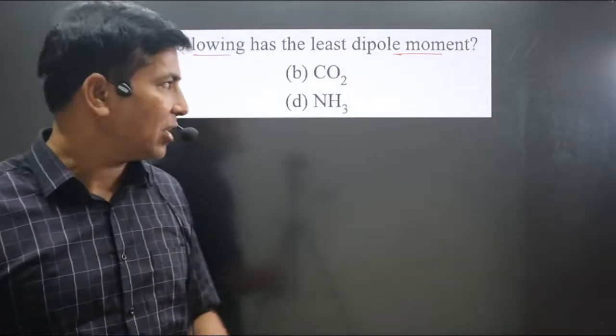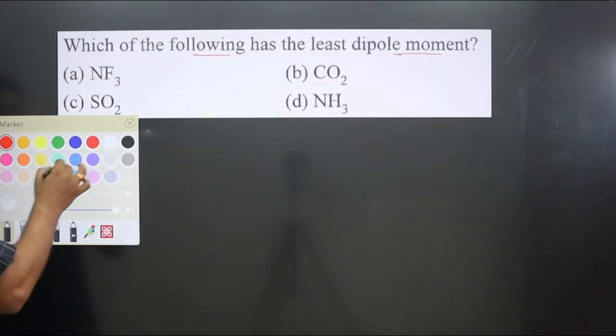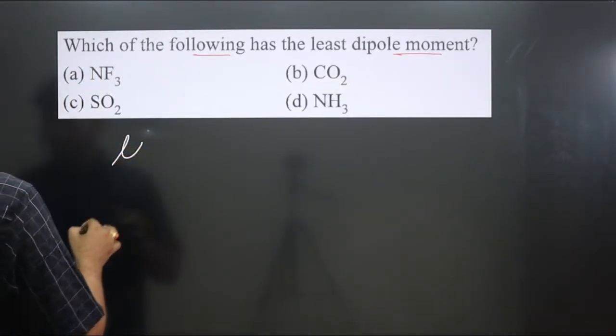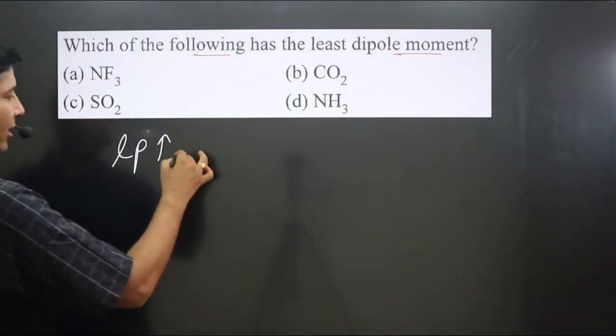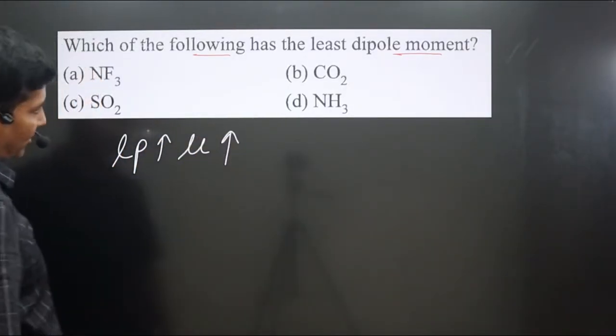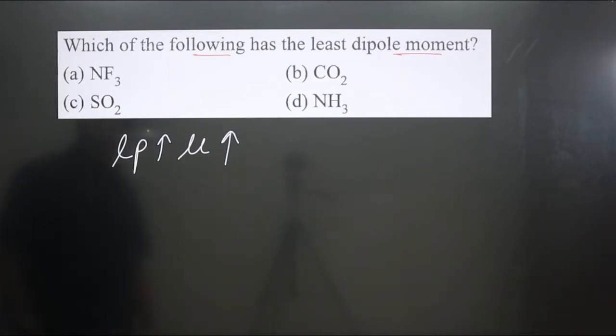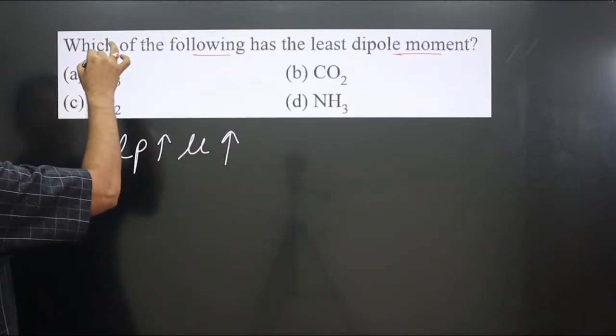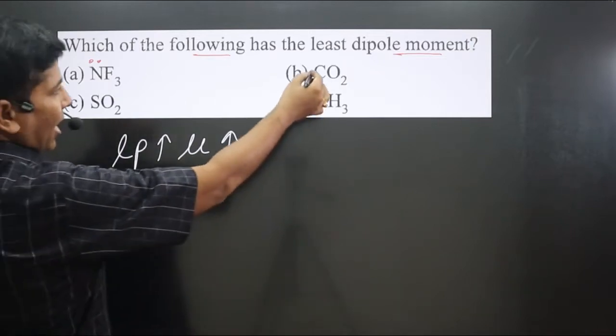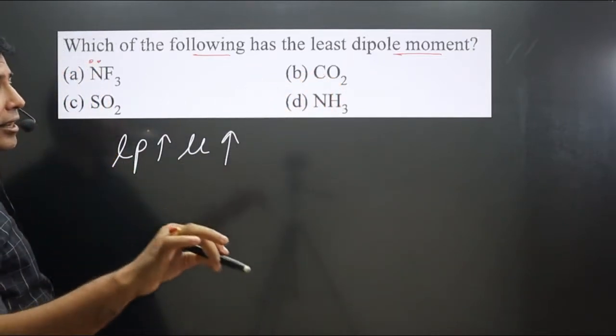Always keep in mind, higher the number of lone pair on the central element, higher is the dipole moment. So now we can determine the number of lone pairs, and based on this we can determine the polarity also. You can see nitrogen forming 3 bonds means it is having 1 lone pair. Carbon is forming 4 bonds, it does not carry any lone pairs.